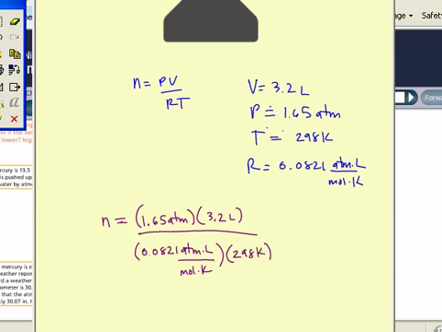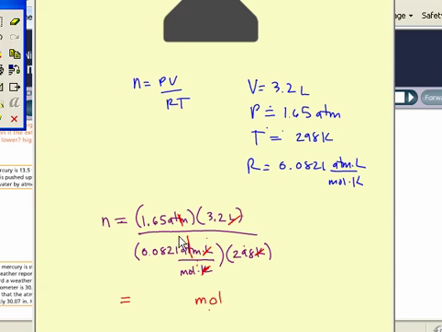Now before I do my math, I'm going to make sure my units cancel out. Okay, so I have atmospheres here and atmospheres there. Atmospheres divided by atmospheres, 1. I have liters here, I have liters here. Liters divided by liter is 1. I have Kelvin here and I have Kelvin here. Kelvin divided by Kelvin is 1. The only unit I'm left with is moles, which is exactly what I'm solving for.